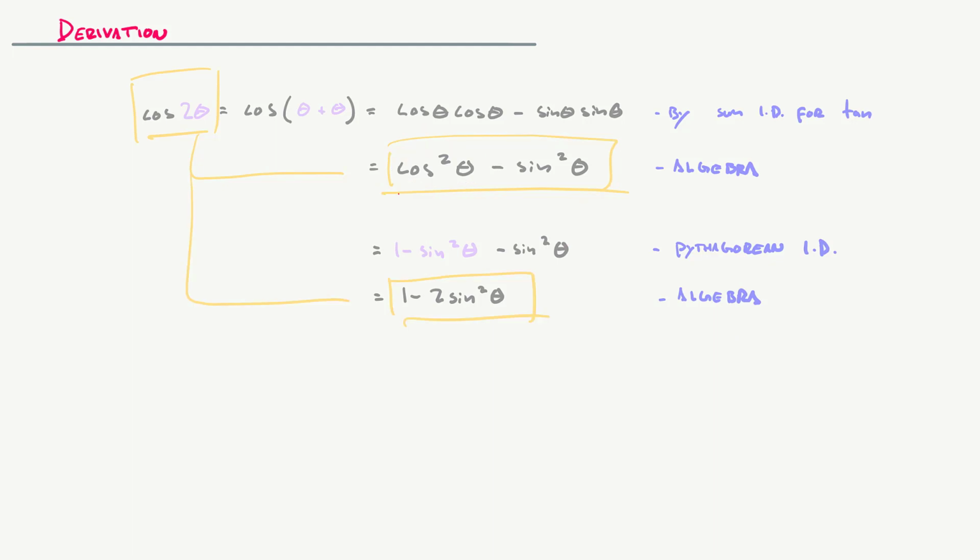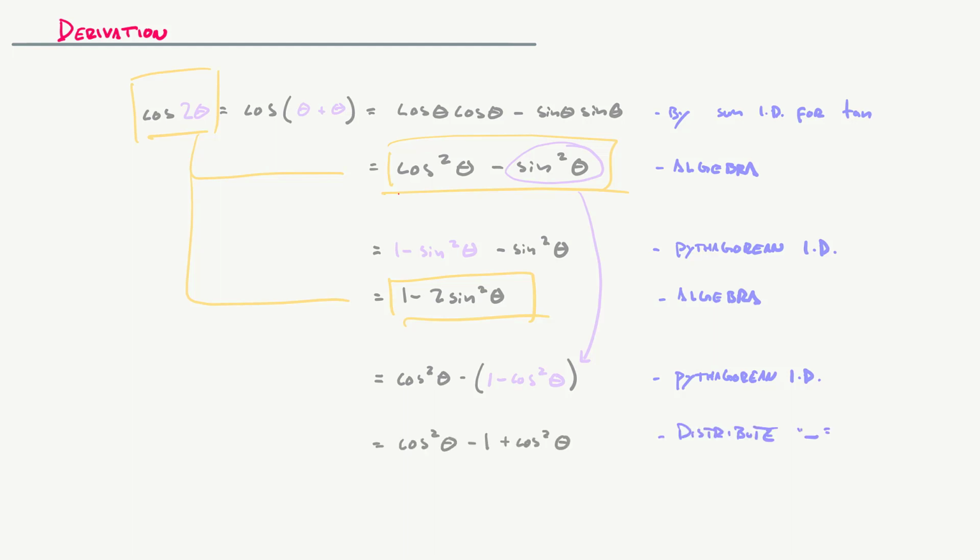Similarly, you could take sine squared theta and rewrite it as 1 minus cosine squared theta. Doing this, after distributing the negative sign to 1 minus cosine squared theta, you can combine the cosine squared thetas, and there's a third version for the cosine of 2 theta. The double angle identity for cosine can be rewritten in 3 different ways. You have 3 options, basically, which is nice.